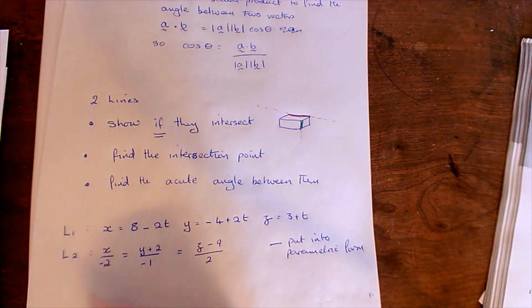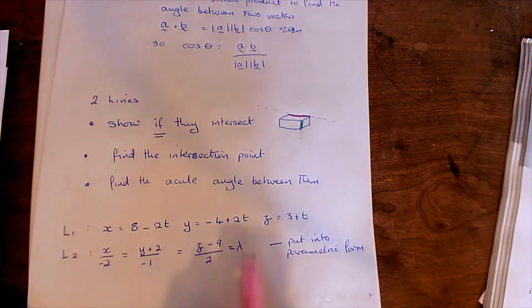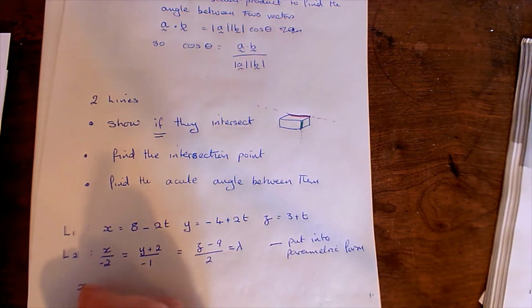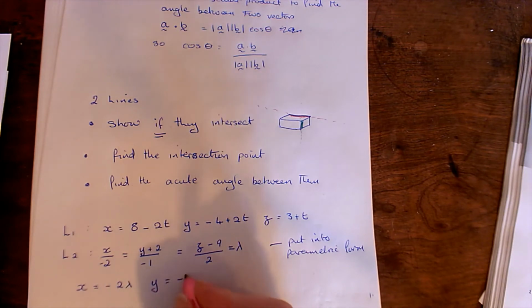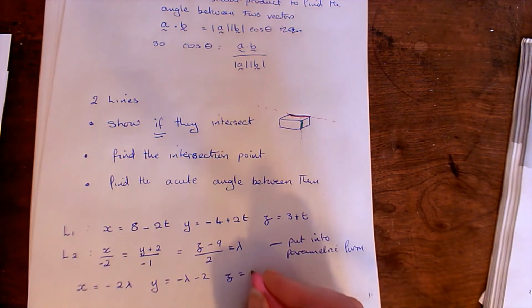So this is the symmetric form, and we're going to say that equals lambda, because if we do that, we can then rearrange all of them, because we've got x over minus 2 equals lambda, which is the same as saying that x equals minus 2 lambda. And we can rearrange this one to say that y equals minus lambda minus 2. And we can rearrange this one to say that z equals 2 lambda plus 9.